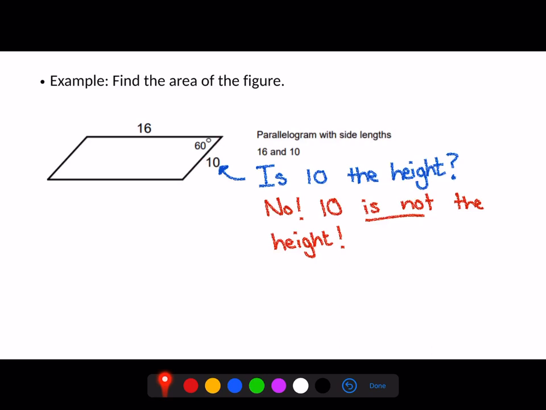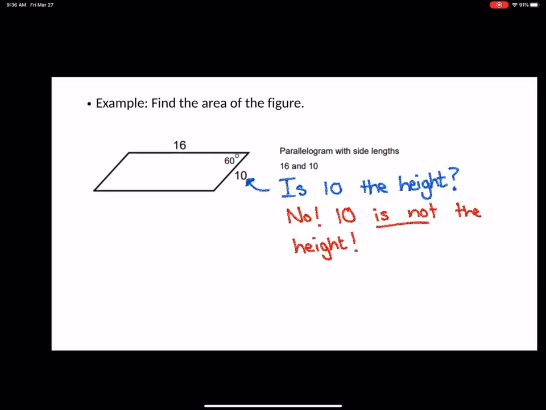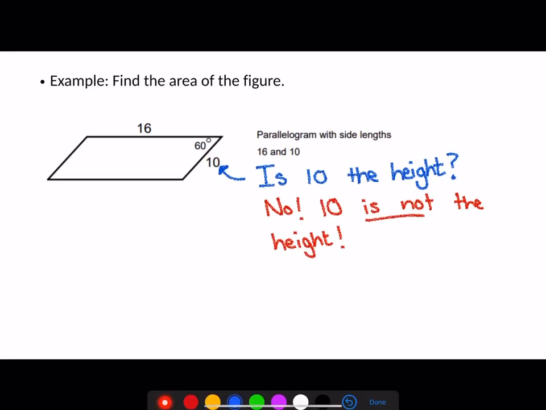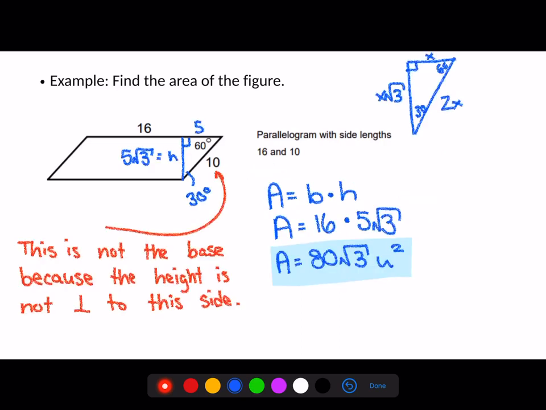So what we need to do is find the actual height. So we're going to go ahead and create an altitude. This is our height. We have a 60-degree angle, which is very useful for us. That means that this is 30 degrees. And if they gave us something other than 60, we can always use right triangle trig and solve for it if needed. So the side opposite 60 is x rad 3. The side opposite 90 is 2x.